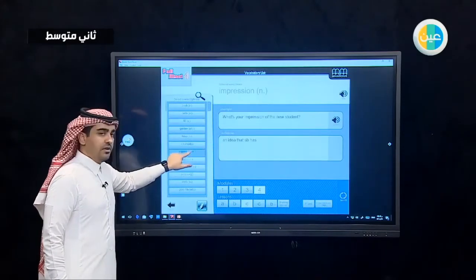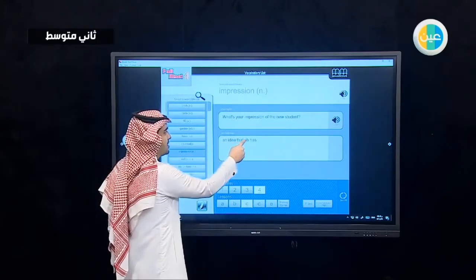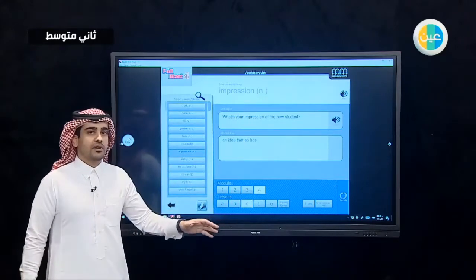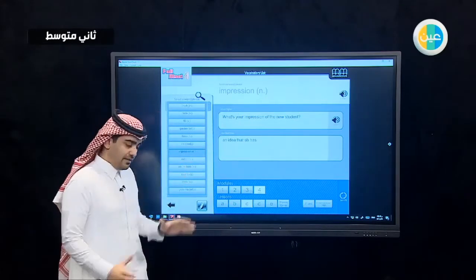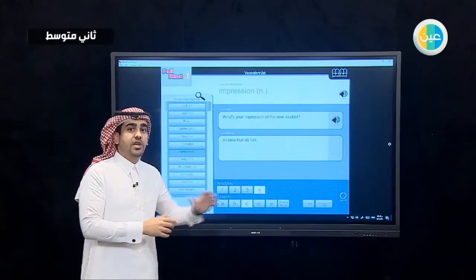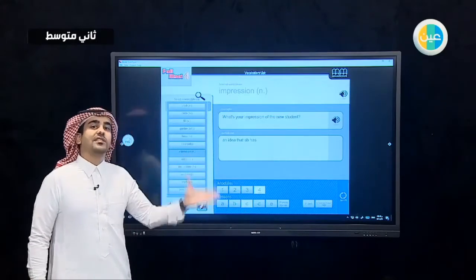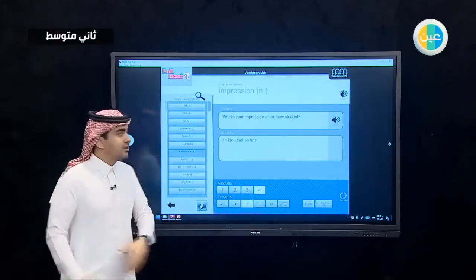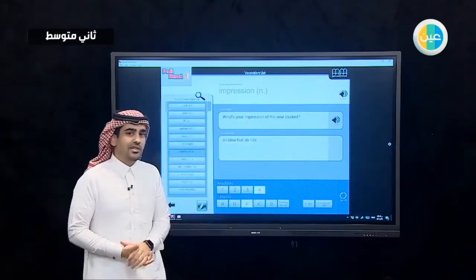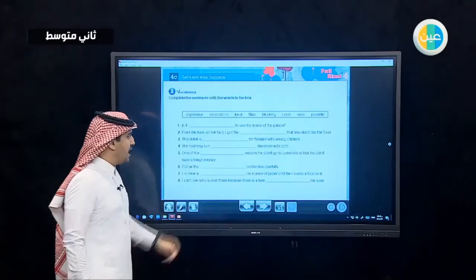Impression is a noun. It means an idea that somebody has about something or someone. In Arabic, one word we can say is انطباع. Impression means انطباع. So this is an example: What's your impression of the new student? Now let's go back to the lesson and do the activities.